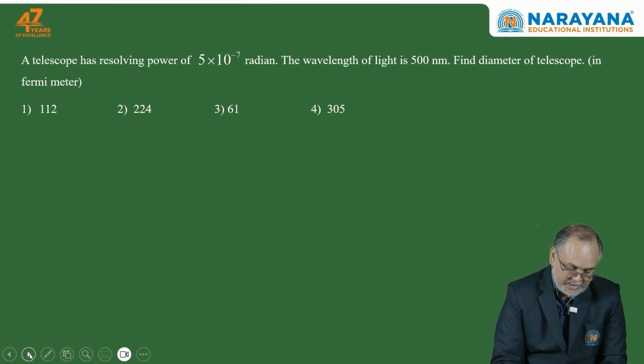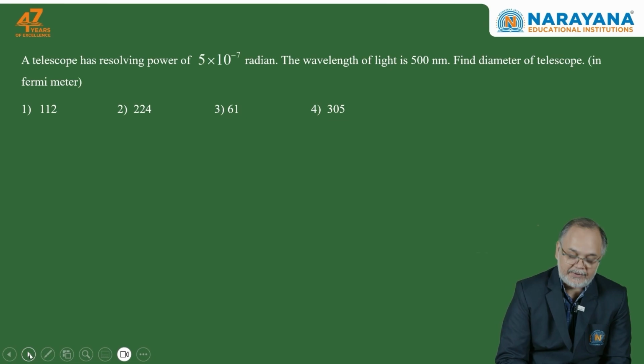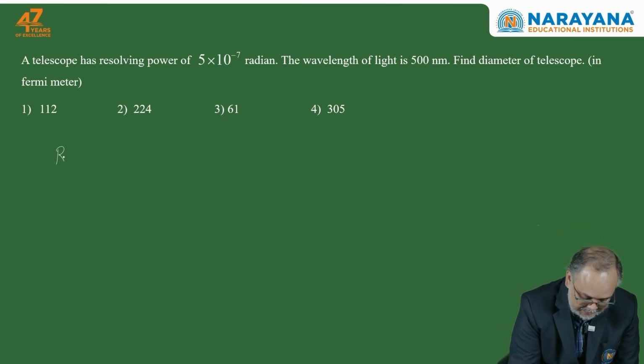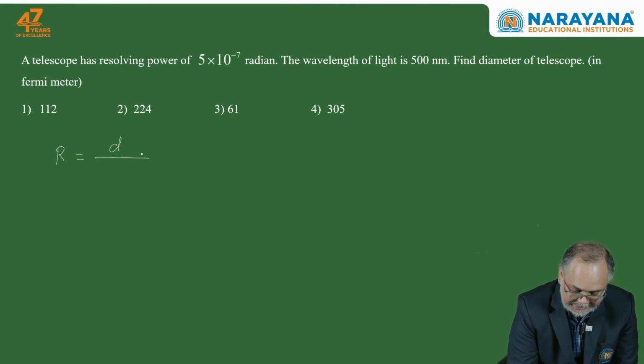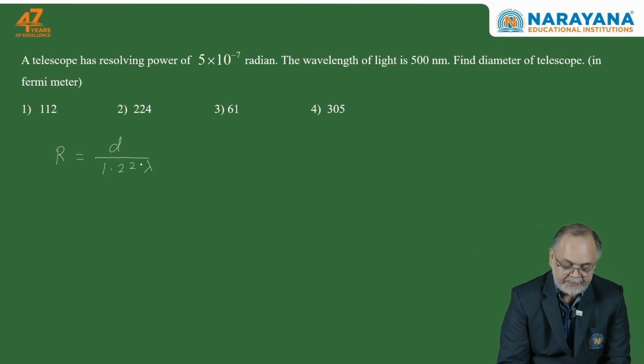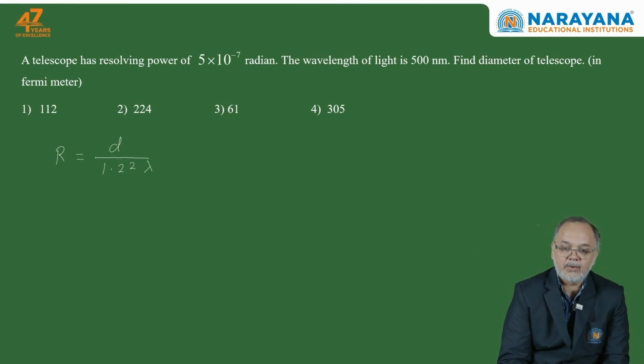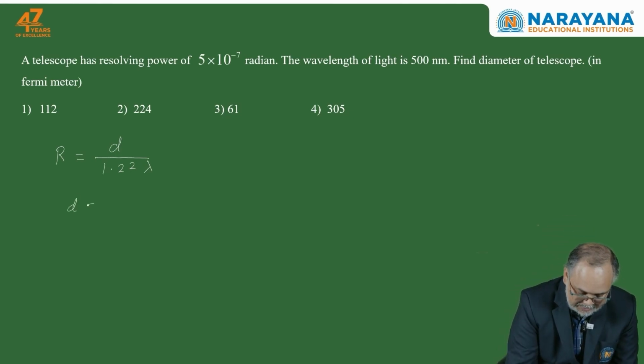Now the next problem is, a telescope has a resolving power of 5 into 10 power minus 7 radian. The wavelength of light is 500 nanometer. Find the diameter of the telescope in Fermi meter. Now the resolving power of the telescope, the formula R is equal to D, the aperture diameter, divided by 1.22 lambda. So we know the R value, we know the lambda value, we can directly calculate the value of D. This is a direct formula based problem, easily we can solve it.